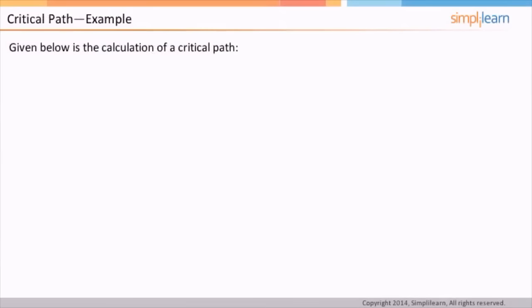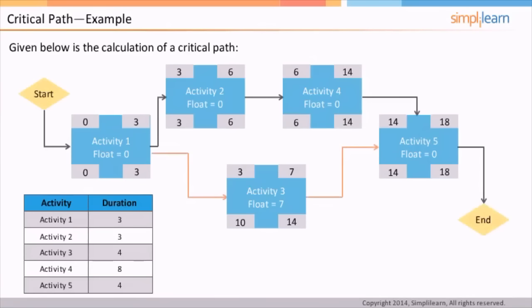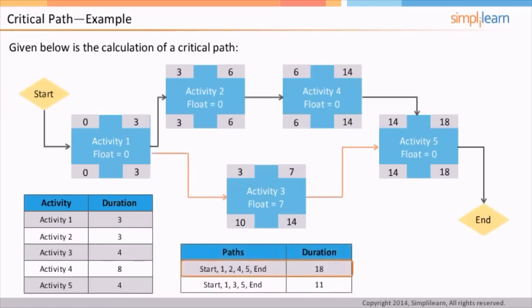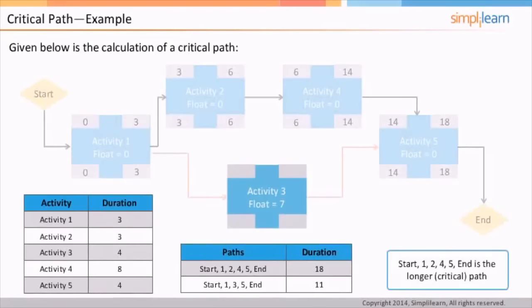Let us look at an example for critical path. There are 5 activities in this project and 2 paths in the network diagram. Start, 1, 2, 4, 5, end is one path, and start, 1, 3, 5, end is the second path. Since the duration of the path start, 1, 2, 4, 5, end is 18 days, which is more than the duration of the path start, 1, 3, 5, end, the critical path of the project is start, 1, 2, 4, 5, end. Let us take Activity 3 as an example.